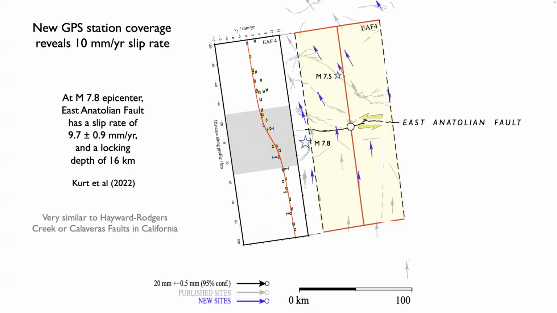So what is a 10 millimeter fault? In California, it's the Hayward-Rogers Creek Fault or the Calaveras Fault. 10 millimeter per year faults are relatively rapid, but they're still nowhere near the North Anatolian Fault and the San Andreas, both at about 26 millimeters per year.